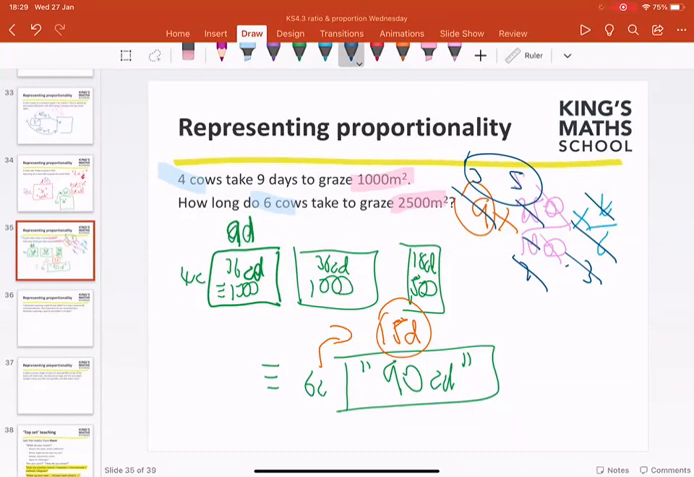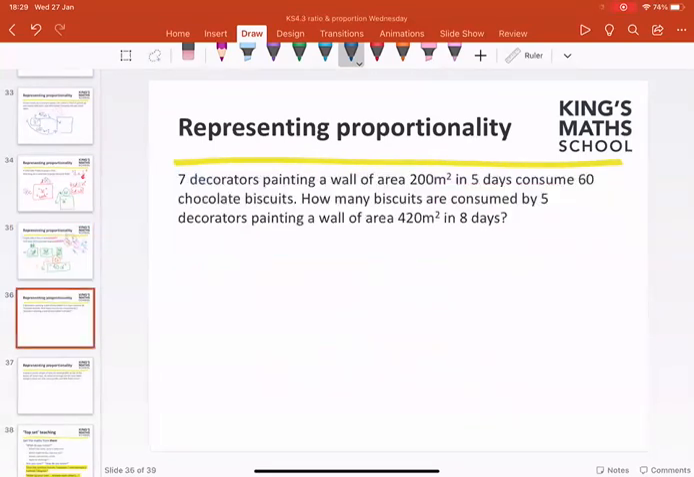Is the area an enlargement? Yes. Is the increase in cows an enlargement? No, it's enlargement with the fractional scale factor. It's a shrinking, it's reducing the amount of time. But I just think the picture works really well. So then my question to you is, what happens in that case?